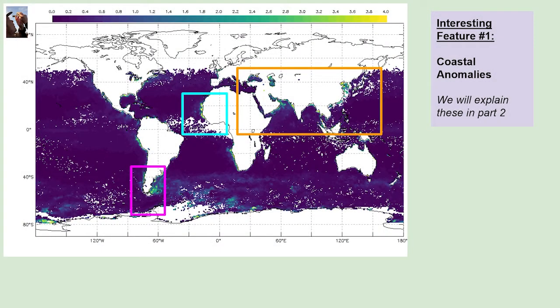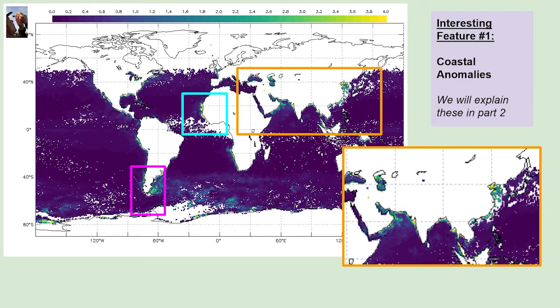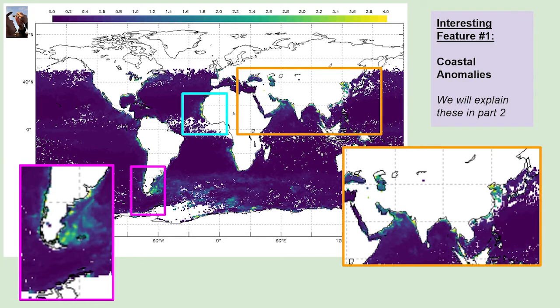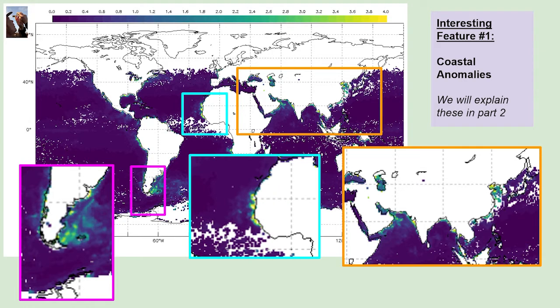chlorophyll concentrations along the coast of some of the continents, but not others. I outline some of these features here in the color boxes. Here's what the features look like zoomed in. You can see that there's one area off the Asian continent, one area off the African continent near the Sahara in North Africa, and a third area that's off the coast of Patagonia in South America. We will try to explain what causes these patterns in part 2 of episode 1.